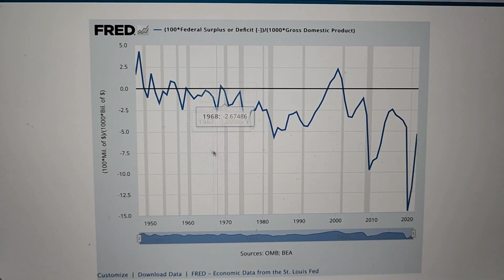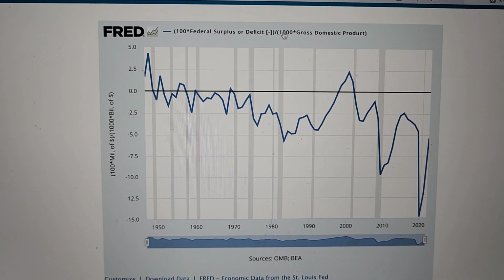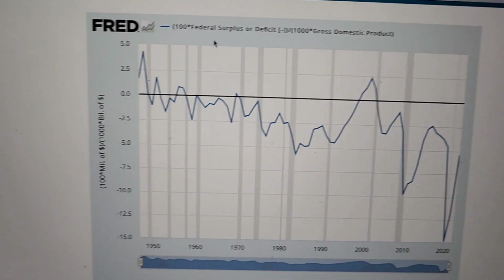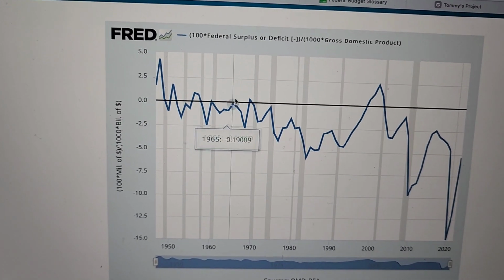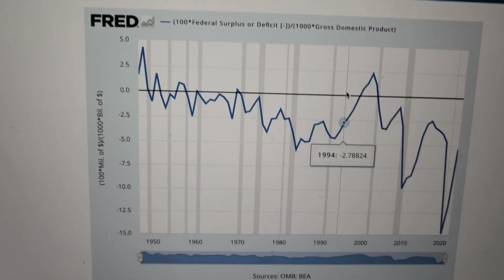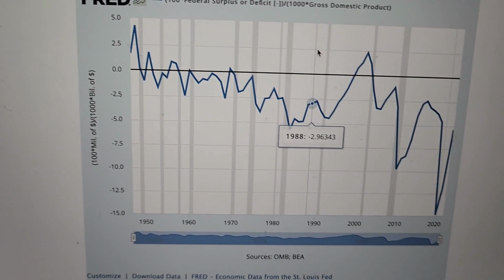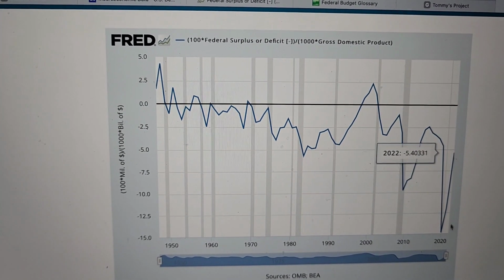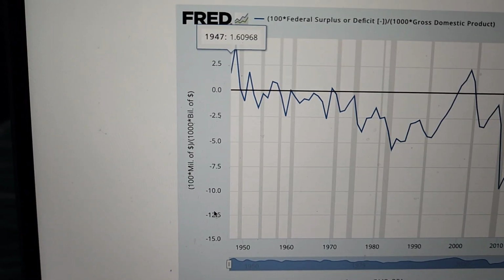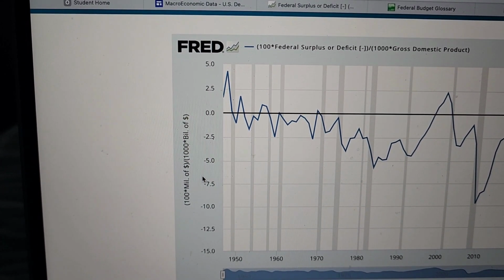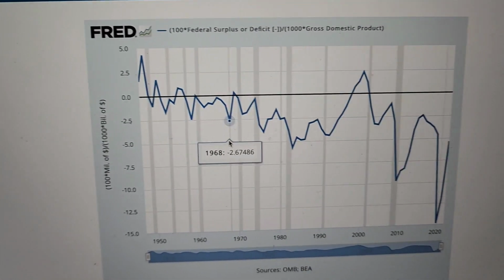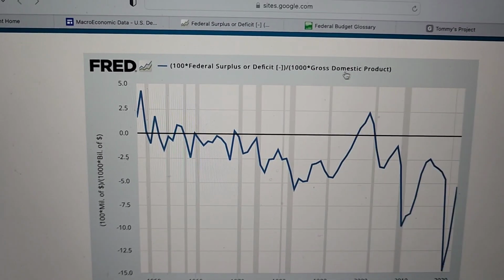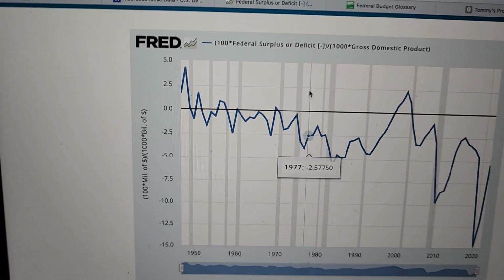Okay, so for this graph here, federal surplus as a percentage of gross domestic product, we can see again the black line is zero, meaning a balanced budget. Anything above indicates a surplus, anything below indicates a deficit. From 1950 to the current 2022, these numbers on the side represent percentages. So now we're looking at the federal surplus or deficit as a percentage of gross domestic product, or GDP.